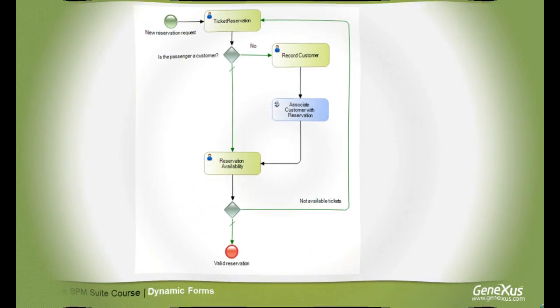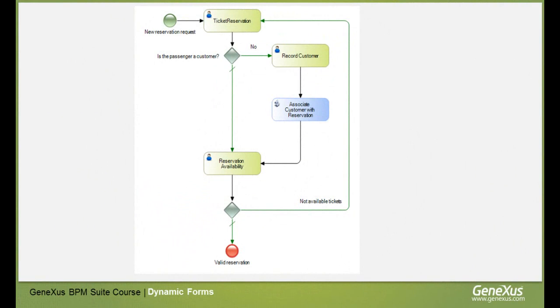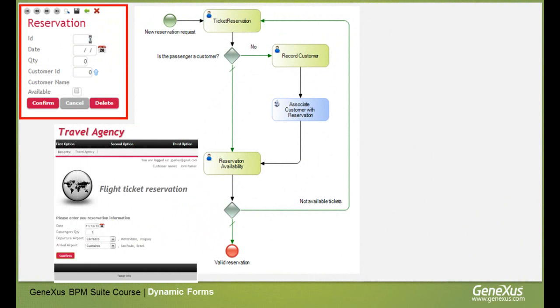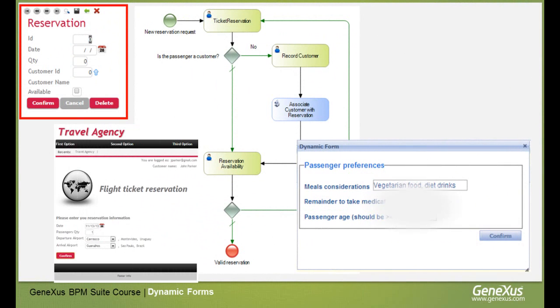In general, to execute an interactive task in a business diagram process, we must have in our KB a transaction object or a web panel to be associated with the task. Dynamic forms enable us to create data entry screens directly from the workflow client and associate them with interactive tasks in runtime, without the need to write a single line of code.